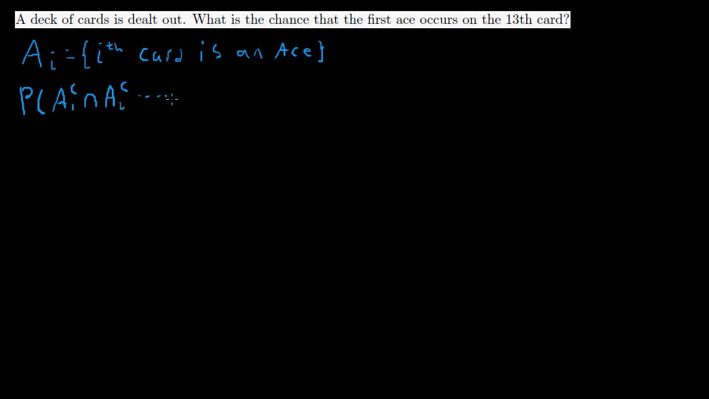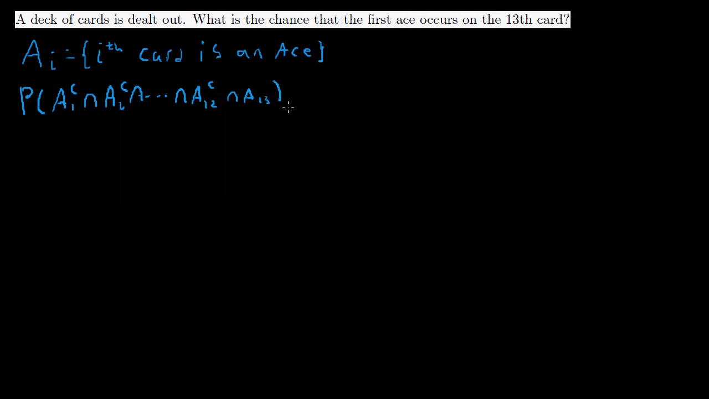Let A_i be the event that the ith card is an ace. So what is the event that we're looking at here? Well, we're looking at the probability of A1 complement, right? The first card isn't an ace, and A2 complement all the way down, and so on, and A12 complement and A13. So we get the ace on the 13th card.